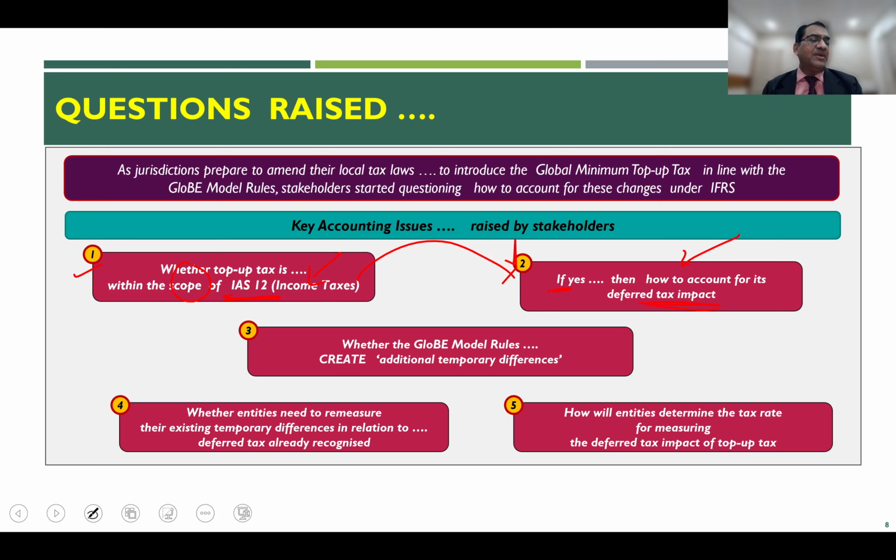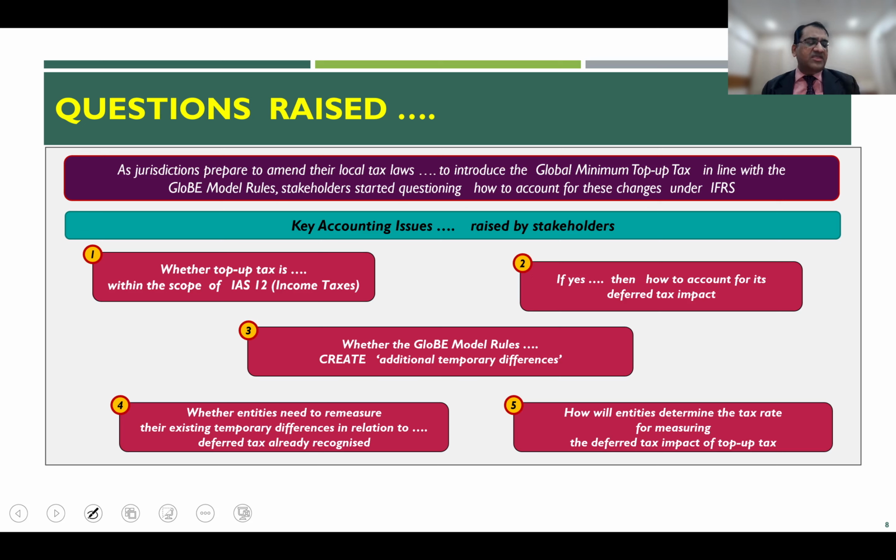whether any deferred tax impacts will be there arising out of these Pillar 2 taxes. And then whether the GloBE rules create additional temporary differences, creating further deferred tax impact. Whether the entities need to remeasure, because of the Pillar 2 rules, their existing temporary differences causing deferred tax which has already been recognized in the books of accounts. And how entities will determine the tax rate for measuring the deferred tax impact arising out of top-up tax, if any. So these are the questions which were raised by the various stakeholders.